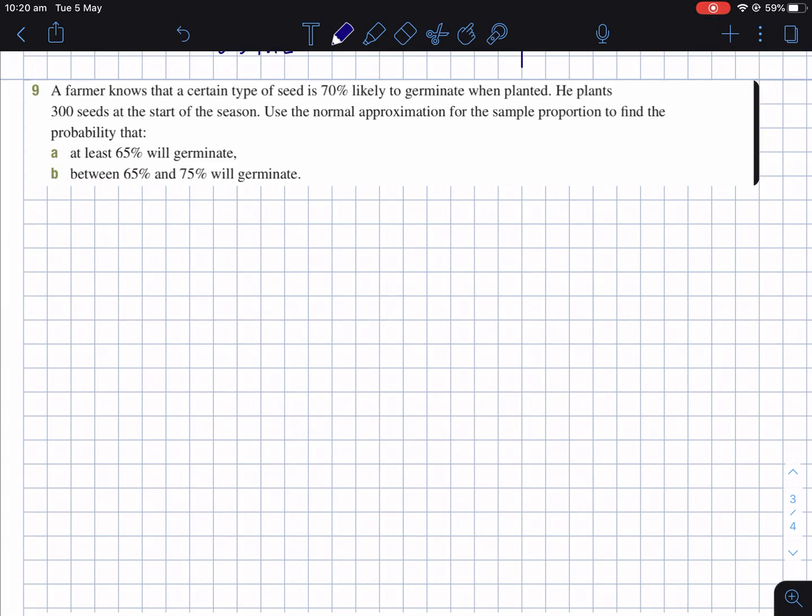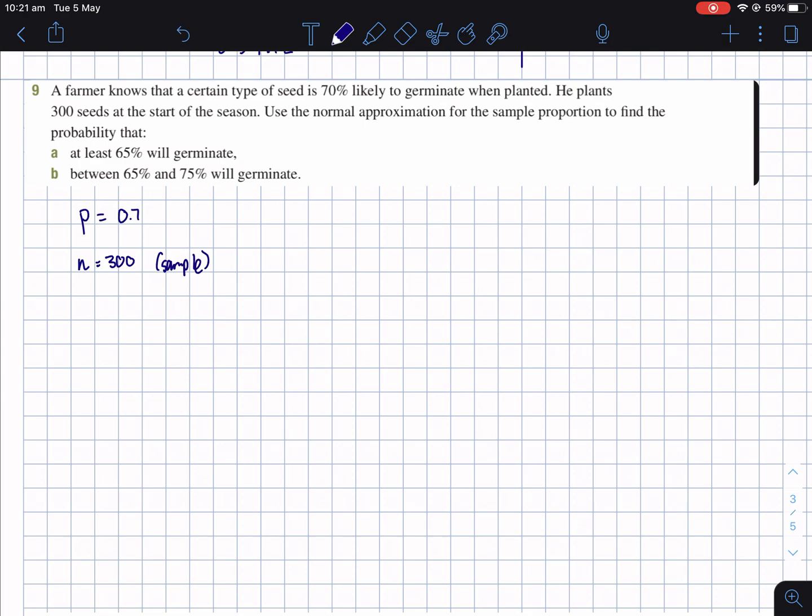Right, the farmer knows that a certain type of seed is 70% likely to germinate, so our population probability is 0.7. We've got 300 seeds, and this is our sample. It's not every single seed that's ever been grown, developed, germinated, or sold by this company, I guess. It's just a sample of them. So our sample is 300.